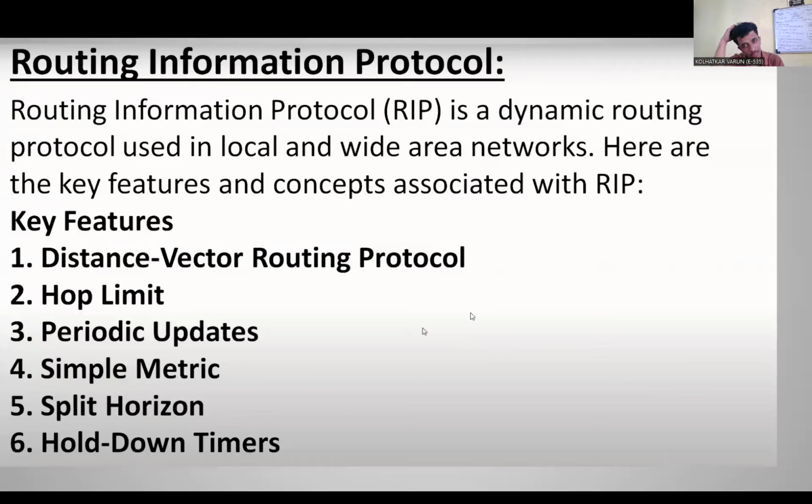So routing information protocol, that is RIP. It is a layer 3 protocol and a part of dynamic routing. It can work on the local area network and also a wide area network. So both LAN and WAN, it is compatible. Again, we are having multiple features of even this basic RIP protocol. That is distance vector routing, then hop limits, periodic updates, simple metric, and split horizon. The hold down timers, let's see one by one.